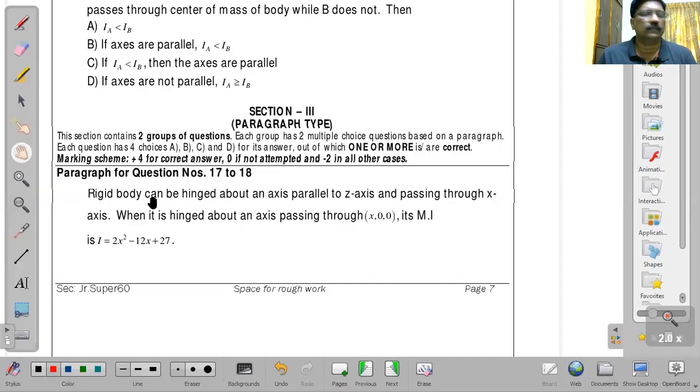You see, 17th problem. A rigid body can be hinged about an axis parallel to the z-axis, passing through the x-axis. Here, the rigid body is hinged about an axis parallel to the z-axis and passing through the x-axis. When it is hinged about an axis passing through (x, 0, 0), its moment of inertia is given.